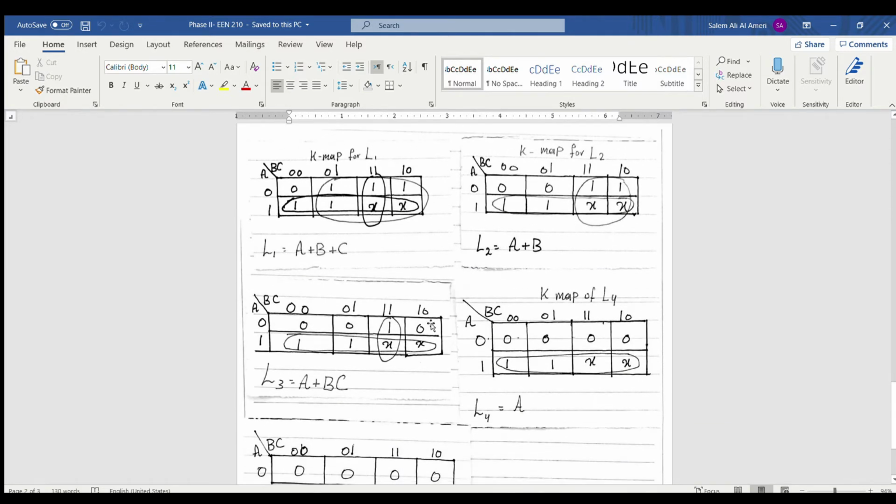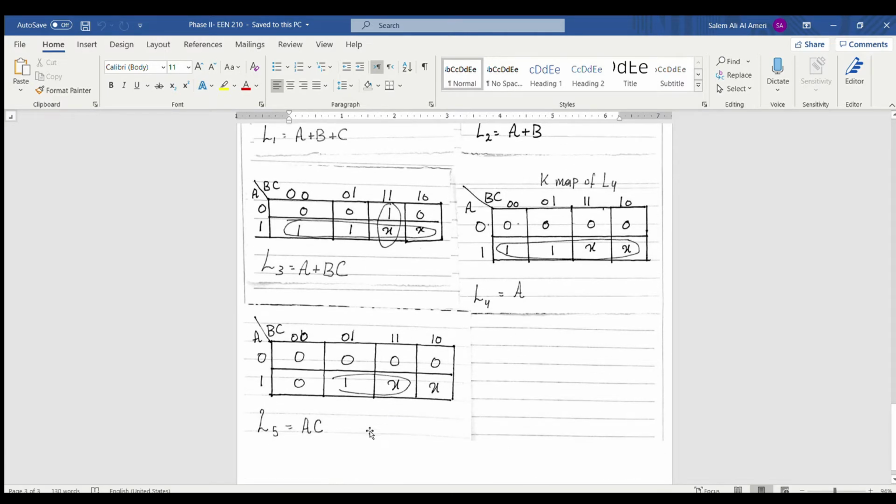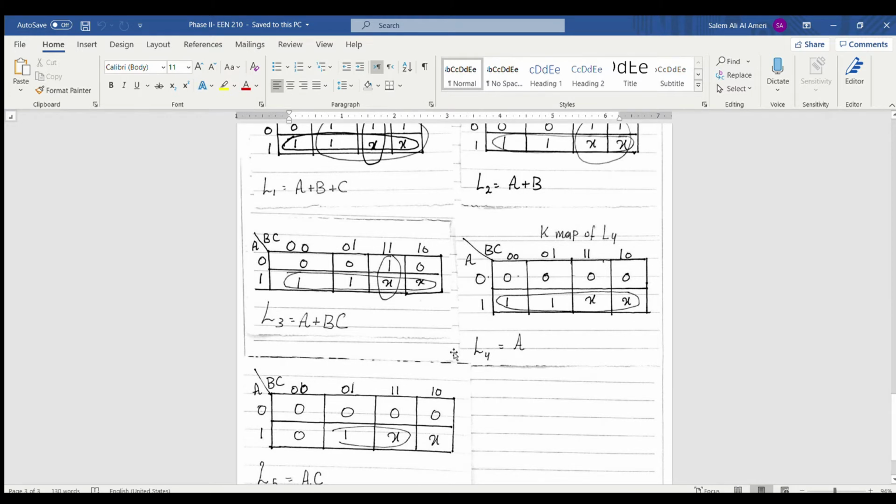For lamp 1, L1 equals A plus B plus C, L2 equals A plus B, L3 equals A plus B times C, L4 equals A, and L5 equals A times C. So this is the Boolean expression.